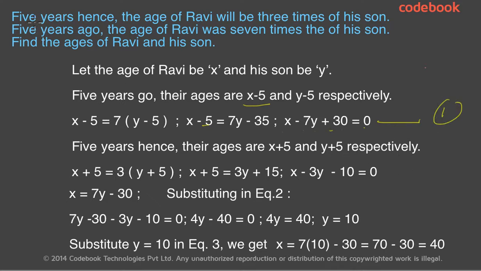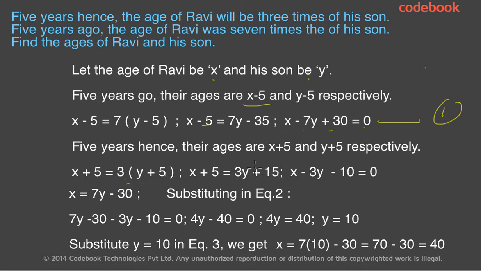So we have also been given that 5 years hence, which means 5 years into the future, what will their ages be? Their ages will be x plus 5 and y plus 5, because it is plus 5 from their current age. So x plus 5 and y plus 5. So we have also been told that 5 years into the future, Ravi's age will be 3 times that of his son. So x plus 5 is equal to 3 times (y plus 5), which is nothing but x plus 5 equal to 3y plus 15. 3 times y plus 3 times 5.